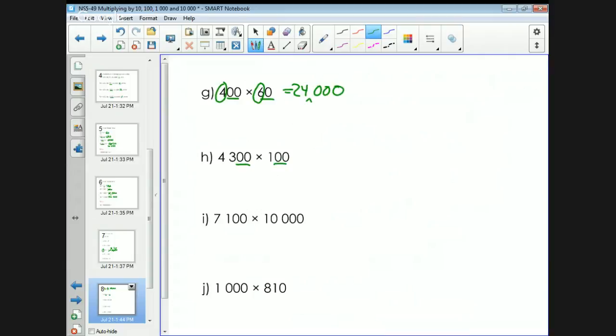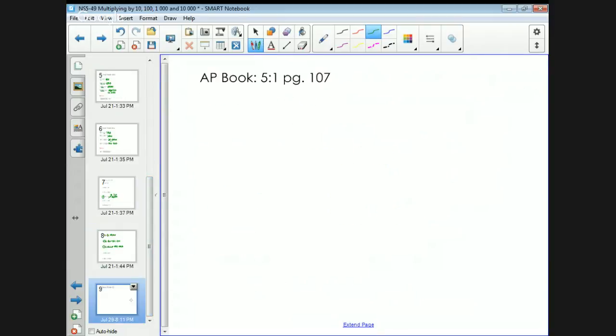4,300 has 2 zeros, 100 has 2 zeros, for a total of 4 zeros. 1, 2, 3, space, my 4th zero, and then 1 times 43 is 43. So 430,000. 10,000 has 4 zeros. 7,100 has 2 zeros. I add that up. We have 6 zeros altogether. 1, 2, 3, space. 4, 5, 6, space. 1 times 71. 71 million is the answer that I end up with. And that's the end of our lesson.